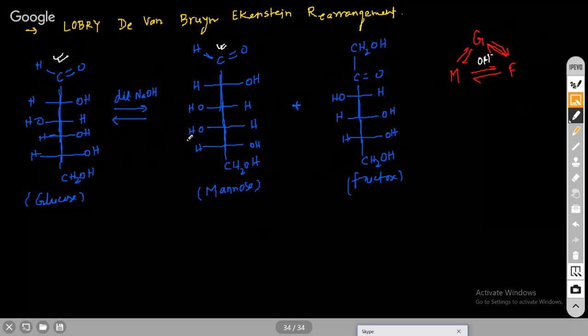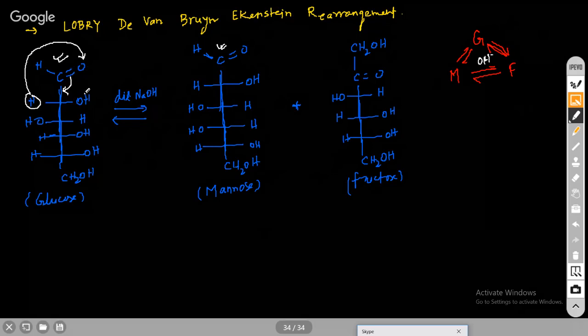Right? You can also understand the mechanism of this reaction. I will not write down the mechanism, but I'll explain from here only. You see, from glucose, you can draw the tautomers of this. And how do you draw? You see, this double bond comes over here, and this hydrogen will leave this carbon and attach onto this oxygen. Correct? So you'll get here C double bond OH and OH here.